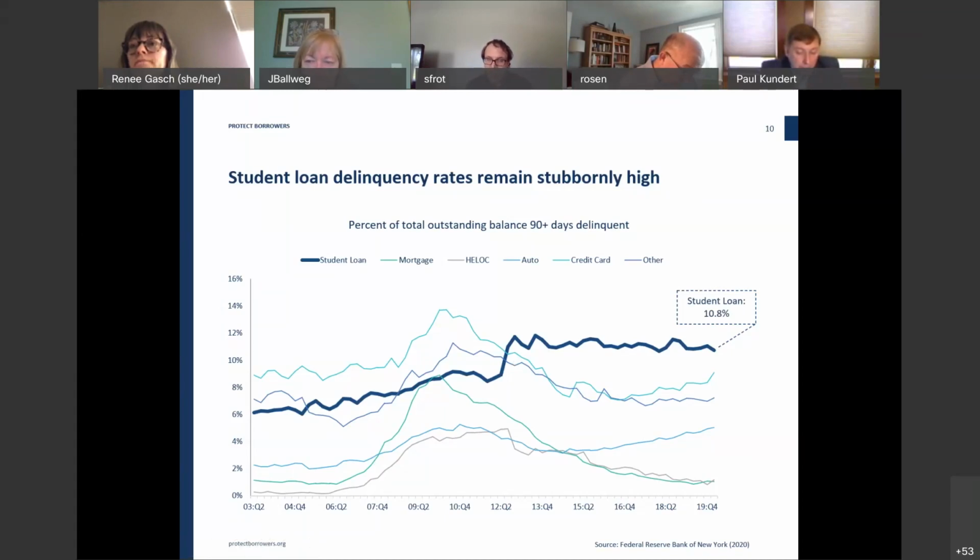There was just an inherent lag in grace periods and deferments, but ultimately the crisis really hit and student loan delinquencies shot up in around Q2 of 2012. And unlike any other product, they just never went back down. So we really entered the current crisis where student loan borrowers were significantly struggling at rates much higher than mortgage holders, credit card holders, you name it.